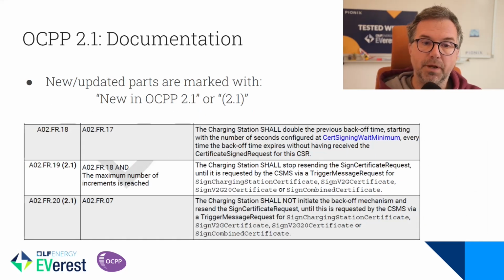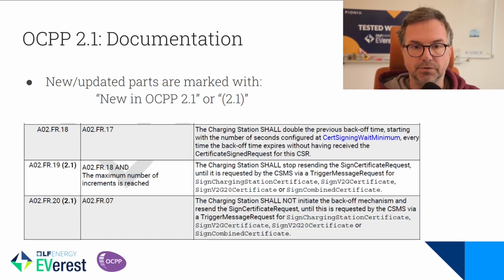Now, if you open up the 2.1 documentation, I think the technical editors did an amazing job by marking everything that is new with something that marks them as new with 2.1. So if you look at a new use case, a new message, it is marked with the text new in OCPP 2.1. If there isn't that much space, they might have used just 2.1 between brackets. So you can easily search on either the text new in OCPP 2.1 or you search for 2.1 between brackets and you will find all the new changes.